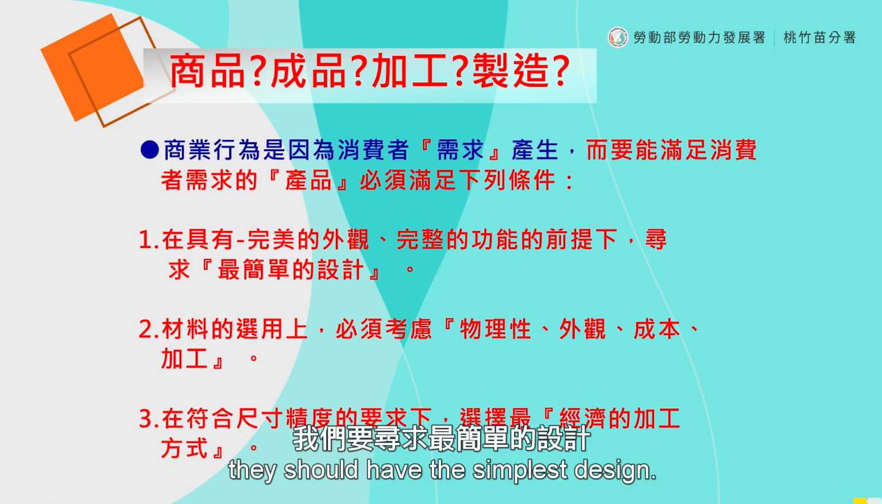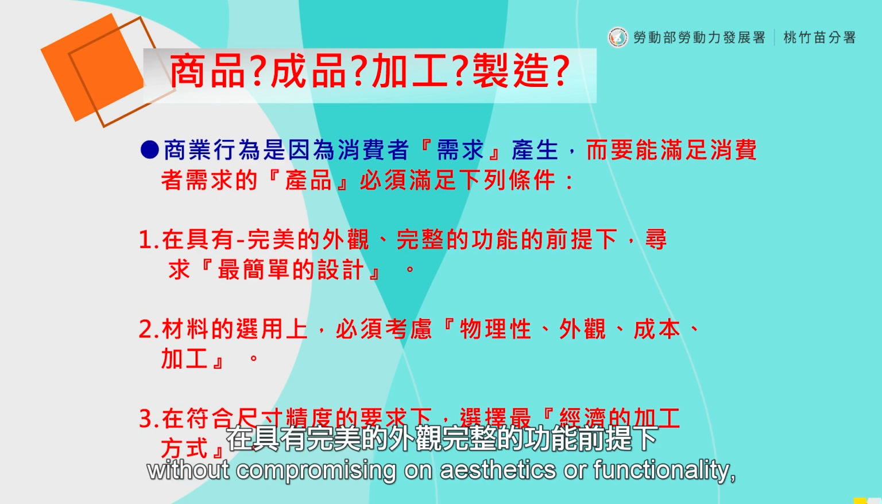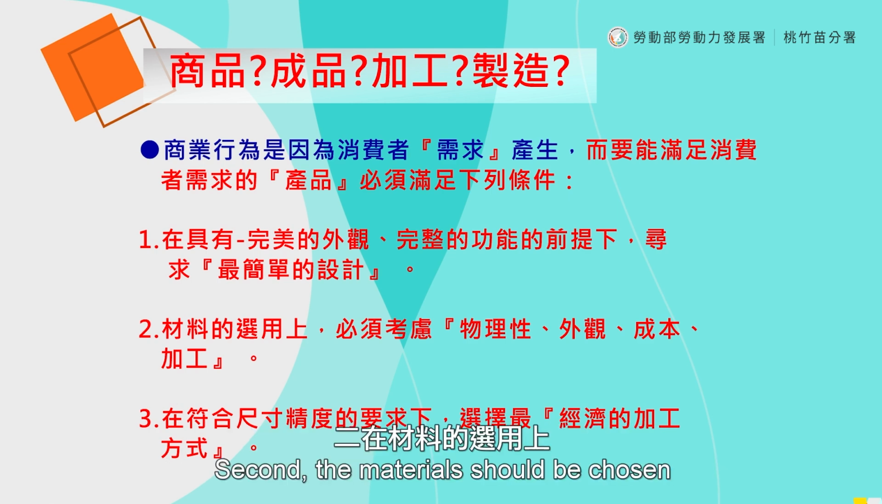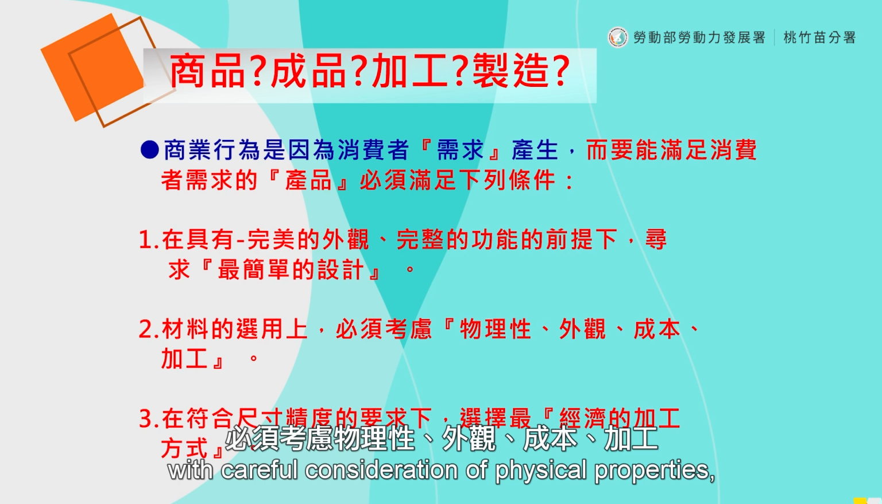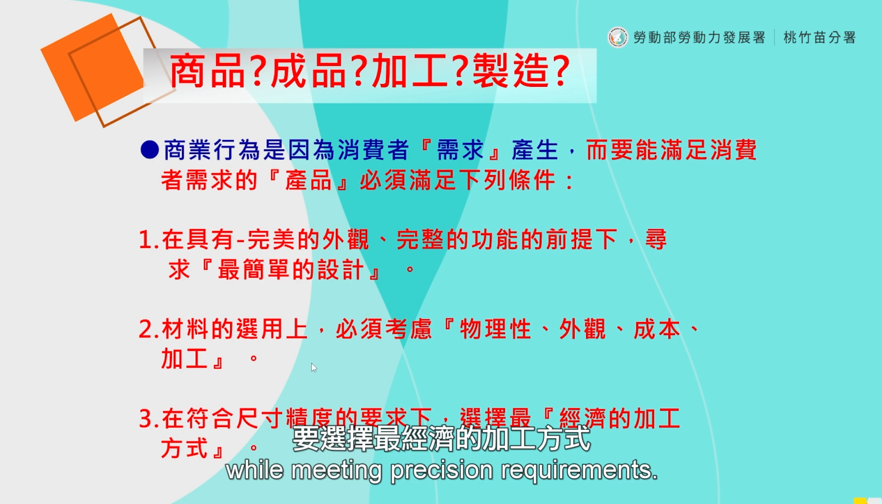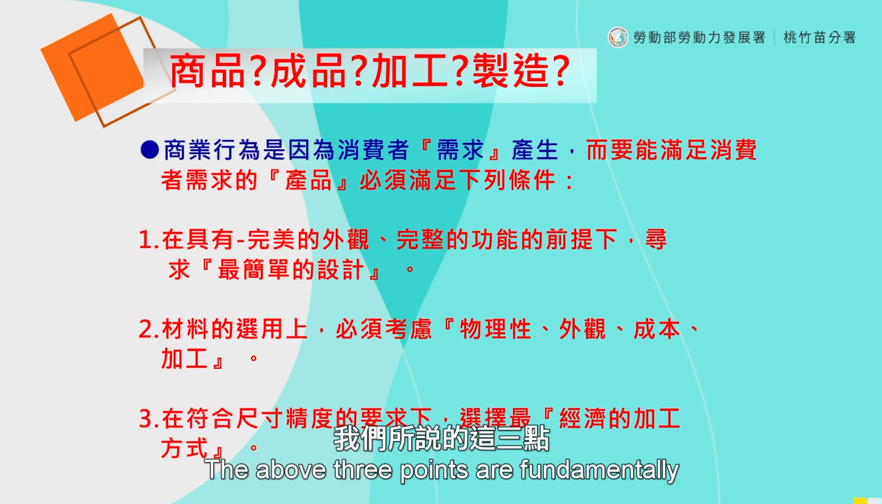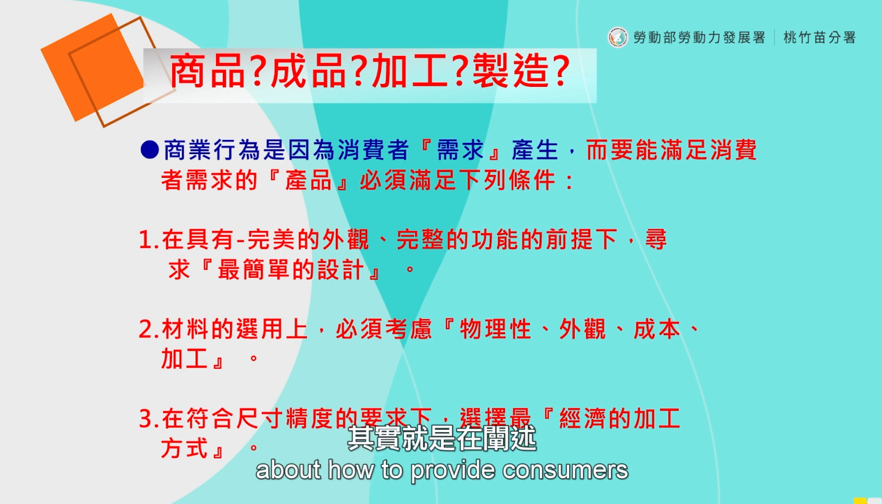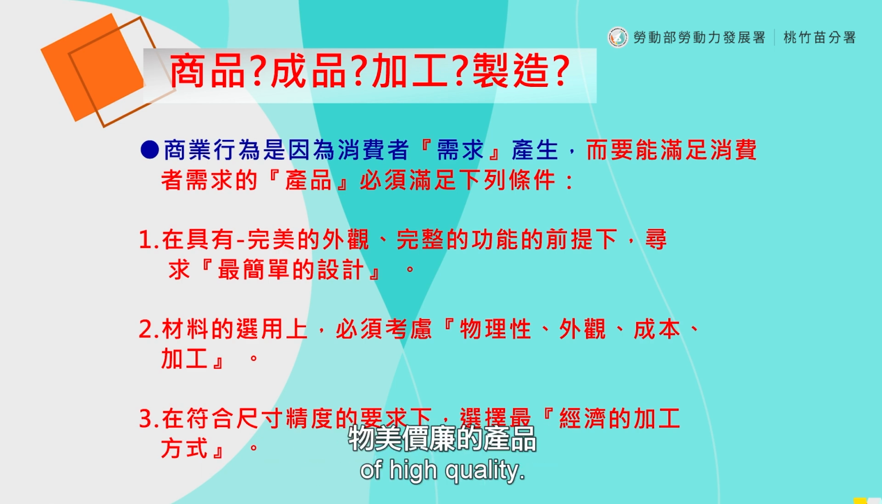First, they should have the simplest design without compromising on aesthetics or functionality. Second, the material should be chosen with careful consideration of physical properties, appearance, cost, and processability. Third, the manufacturing process should be economical while meeting precision requirements. The above 3 points are fundamentally about how to provide consumers with affordable products of high quality.